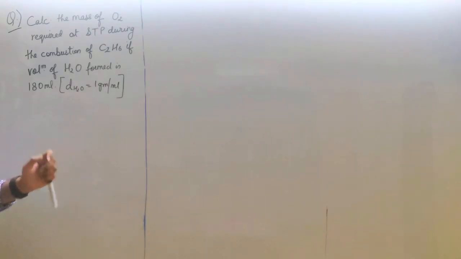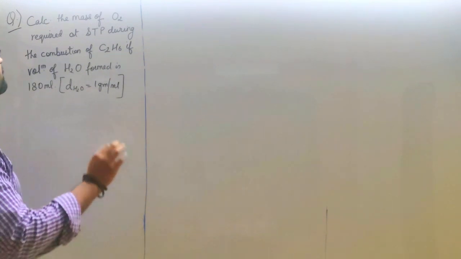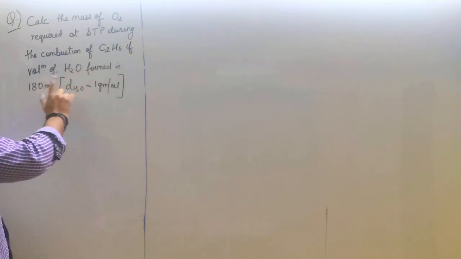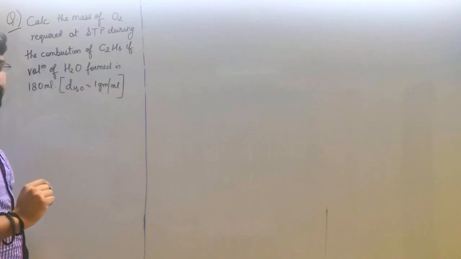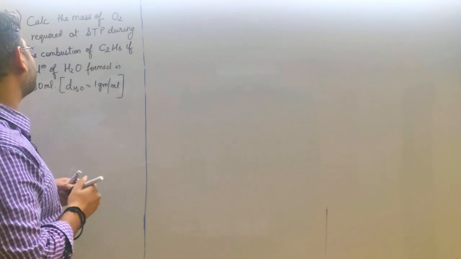Calculate the mass of oxygen required at STP during the combustion of C2H6 if volume of H2O formed is 180 ml. Let me take my markers. Okay, let's take a look at this.